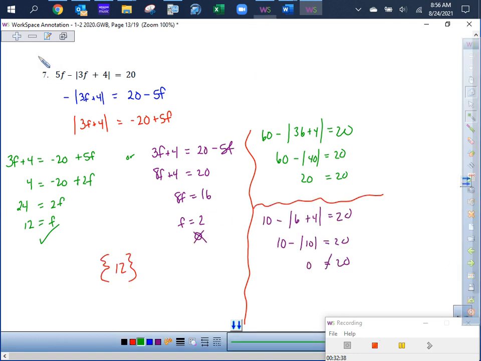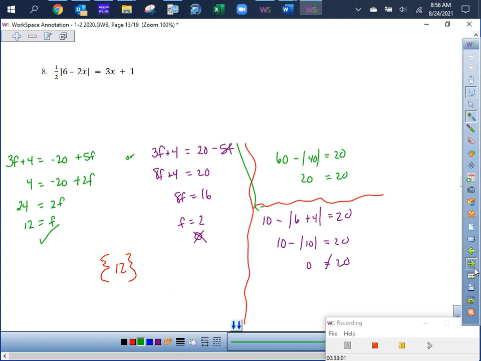Same thing with putting 2 in. If I put a 2 in, this 5f becomes a 10, subbing all that stuff in. I got 0 equals 20 in that case, so that's not going to work. Having 10 equals whatever isn't going to work in this case because you've moved this over and you're not allowed to do that kind of stuff. So that's crazy stuff.